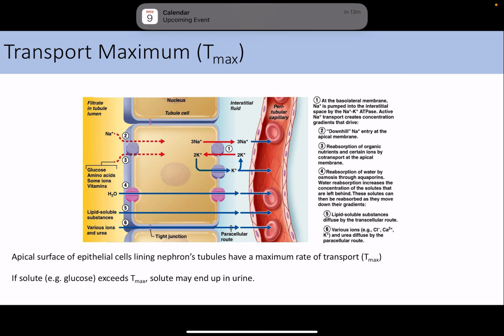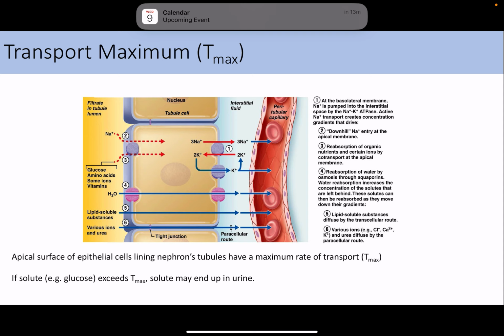Now, we do have what are called transport maximums, where we can only reabsorb a certain amount of each solute. Once we reach that transport maximum, those proteins will no longer transport that solute until we drop below that transport maximum and can do it again. So there's a maximum to how much we can reabsorb. The apical surface of epithelial cells lining the nephron tubes has a maximum rate of transport, which we call Tmax.